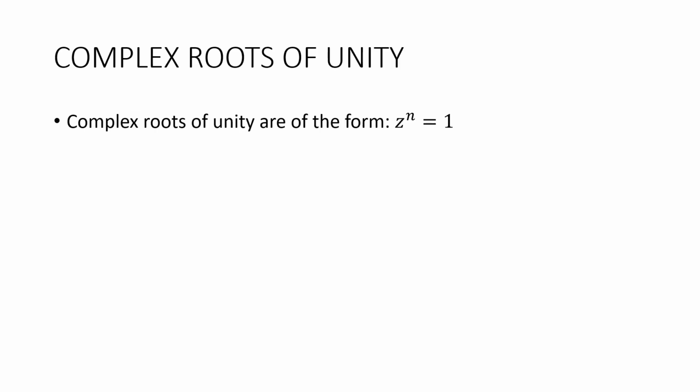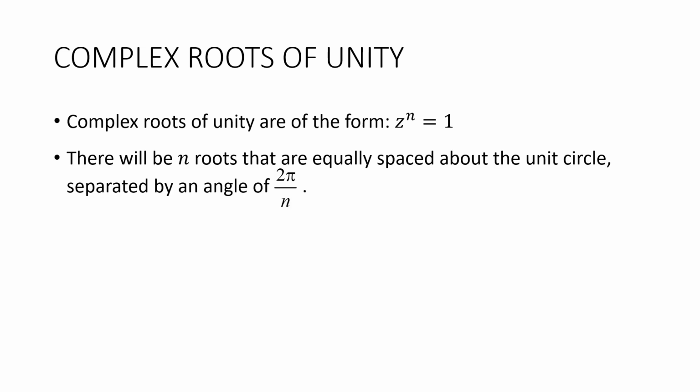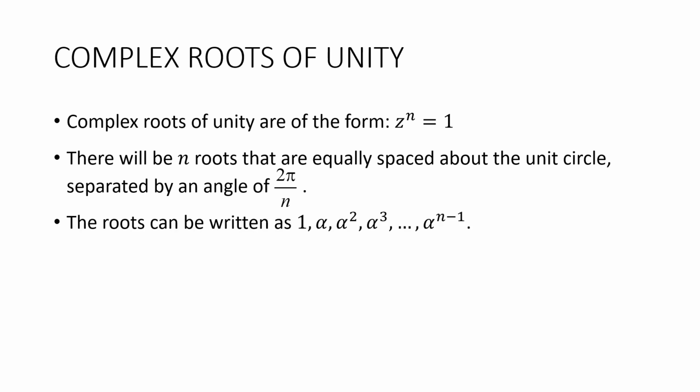Let's move on to complex roots of unity. Now, exactly the same maths, except we're only interested in equations of this form. So roots of unity, because we're going to have a 1 here. Now the good thing about this is there's going to be a lot of shortcuts that you can use. So there are going to be n roots, just like before. They are going to be equally spaced around the unit circle, separated by an angle of 2 pi on n. The roots can be written as 1, alpha, alpha squared, alpha cubed, all the way up to alpha to the n minus 1, and 1 will always be one of the roots.